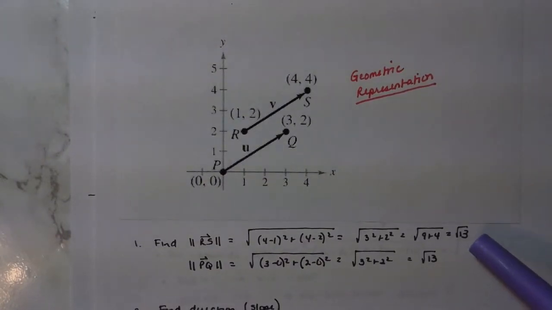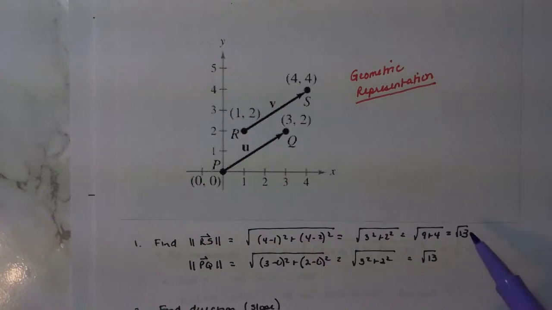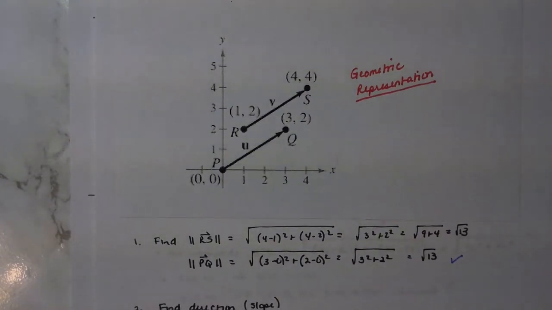And by the way, all the magnitudes do not always equal root 13. These were just the examples from the book, and they just so happened to turn out to be root 13. So anyway, I found the magnitude of vector RS, the magnitude of vector PQ. And the magnitudes are the same, so it looks like I'm on a good track here.